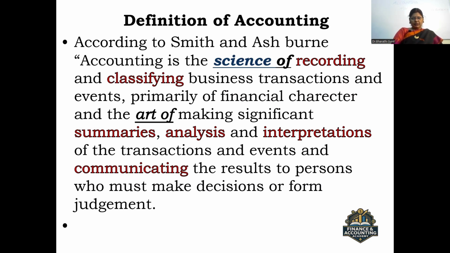Summaries means after taking these transactions into our business, we'll prepare journal entries and we'll prepare ledger accounts. Ledger accounts means classifying. After classifying, from ledger accounts we will take balances and prepare a trial balance. From the trial balance, we'll make summaries. Summary means here the trading account, profit and loss account, and balance sheet. Why will we prepare the trading account and profit and loss account? They are prepared to know whether our company is making profits or losses. To know about our profitability, we prepare the trading account and profit and loss account.